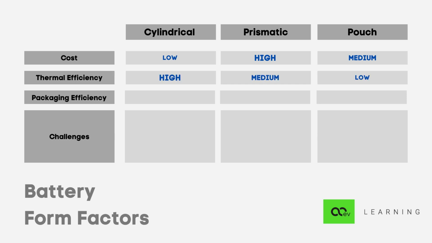Thermal efficiency of the cylindrical cell is highest due to higher surface area of heat dissipation, whereas the pouch cell has lowest thermal efficiency due to lower surface area of heat dissipation. In prismatic as well as pouch cell, there is a problem of heating of the cell at the positive and negative taps due to lower cross-sectional area of the taps, leading to more resistance, eventually more heat.